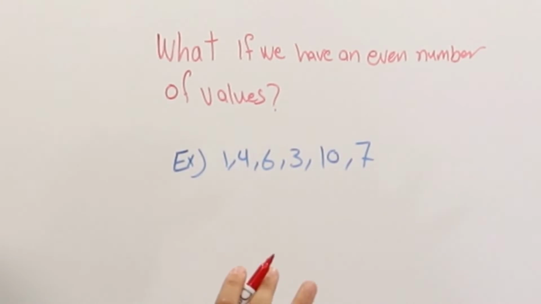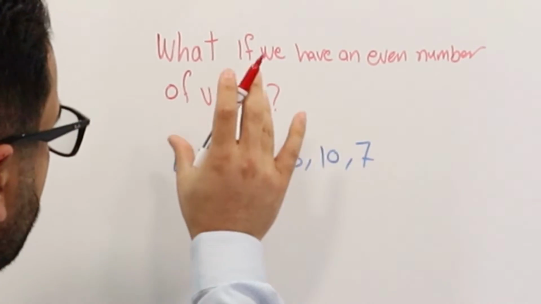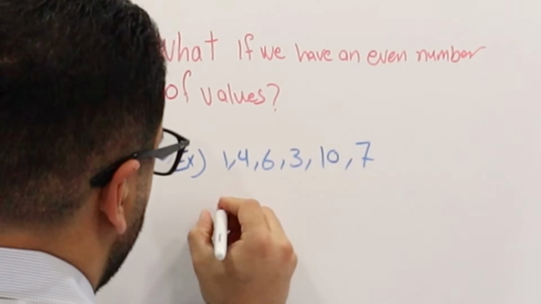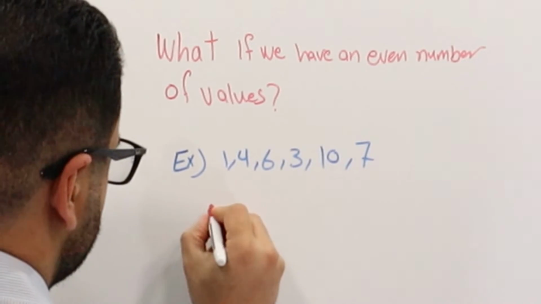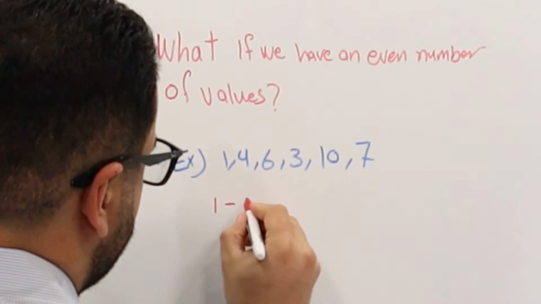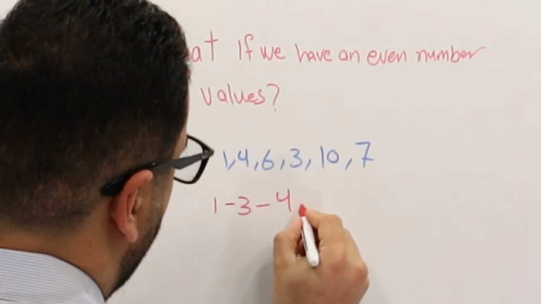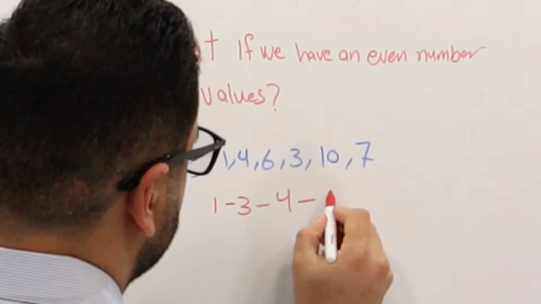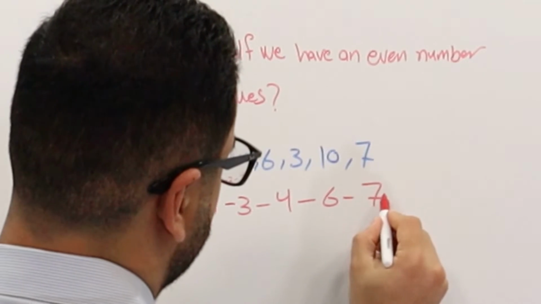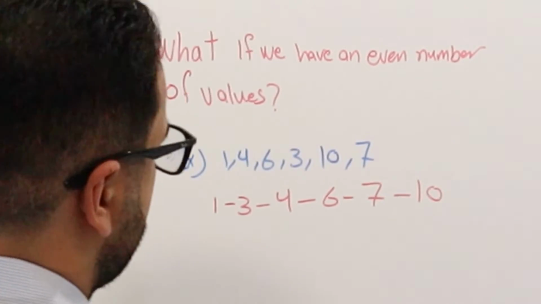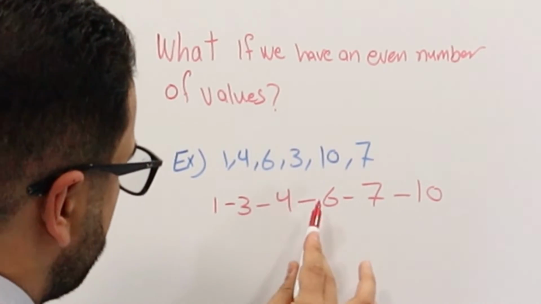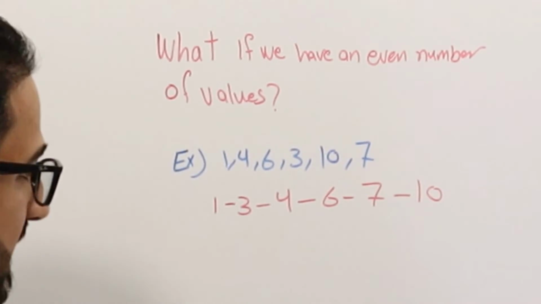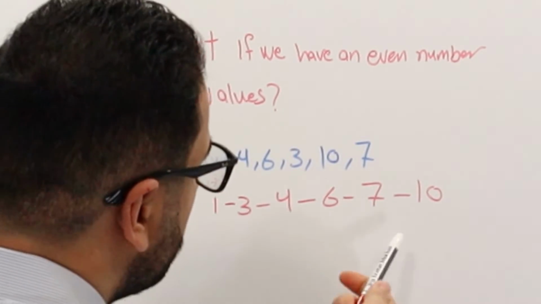Per the definition, we first need to arrange this from low to high. In this case, we have 1, 3, 4, 6, 7, and then 10. So here we have 1, 2, 3, 4, 5, and 6 values. So there is no middle number.